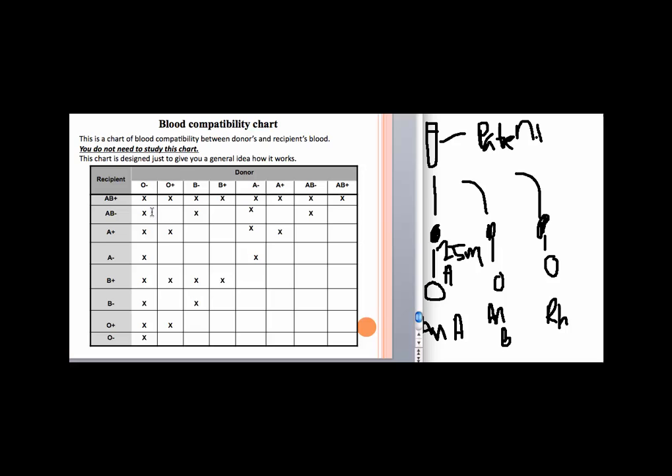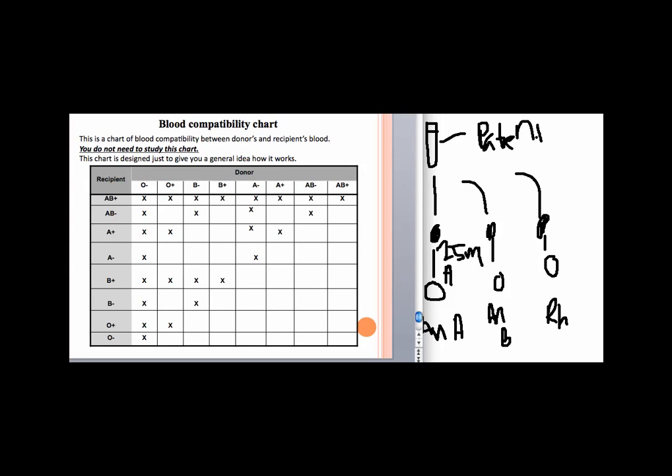Here is the list. You do not need to memorize it, but you should be able to understand it because this could appear on the exam. So here we have AB positive, meaning that you have A surface antigens, you have B surface antigens, and you have that RH positive. Because you have all these possible surface antigens, that means you can accept blood from any type of blood type. So you are the universal recipient.